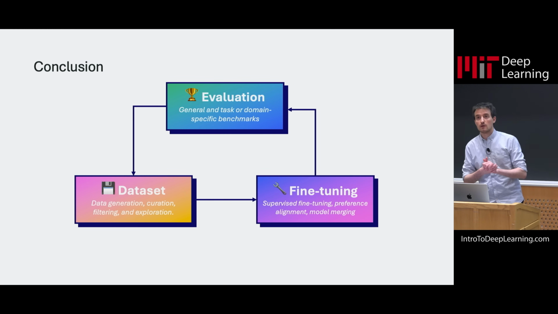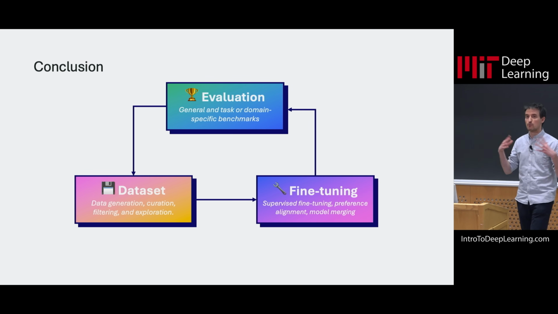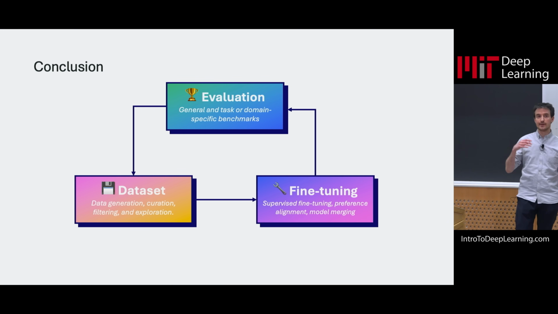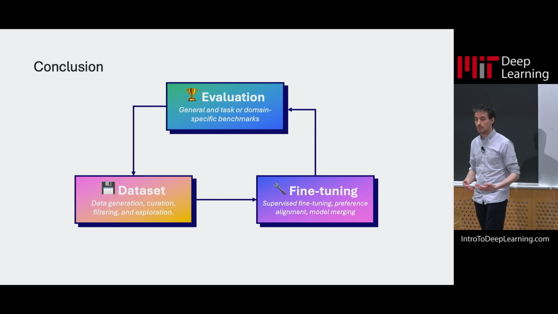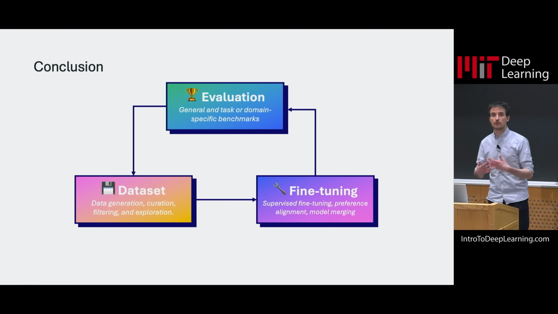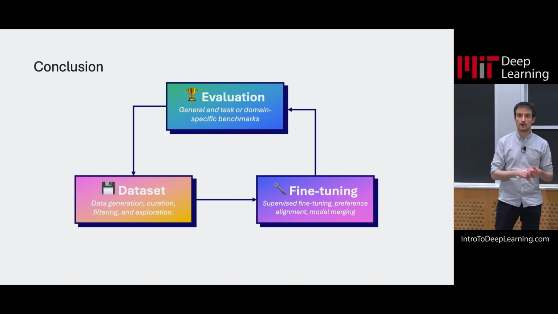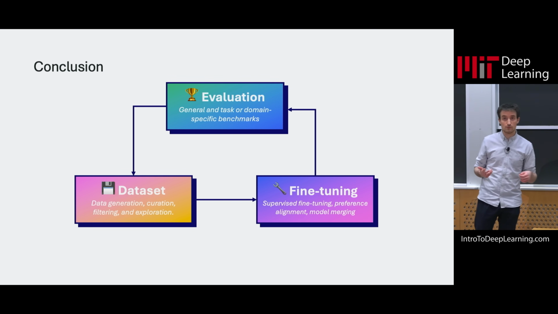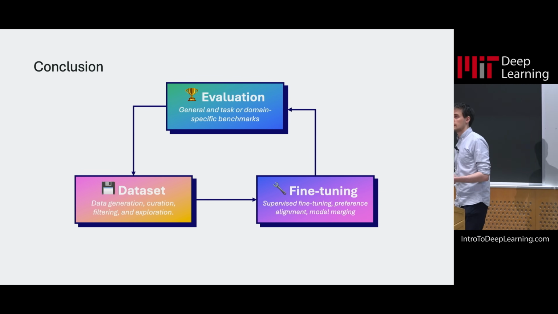Okay, that's it for me. This is the conclusion of this talk. The post-training loop is really about creating a data set, so really spending a lot of time on data. It's a third of your time. Then training models using all the techniques that we've seen: supervised fine-tuning, preference alignment techniques, maybe a bit of model merging if you can. And finally, evaluating it.